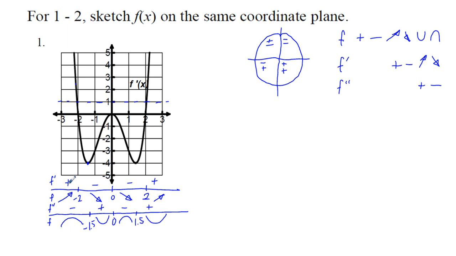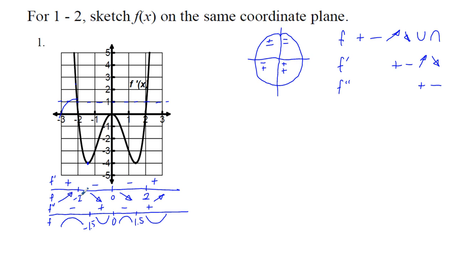See, f prime is positive, yet we're concave down. So the positive, negative piece looks like this piece right here. So we're going to draw all the way to negative 2 a piece that looks like this. Okay? So there we have that.